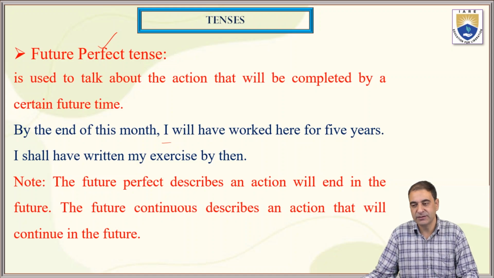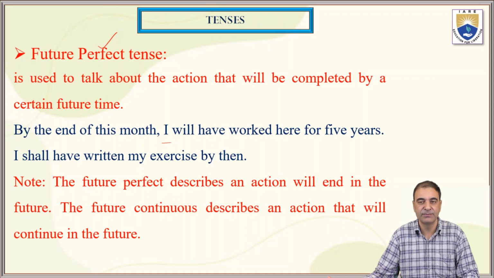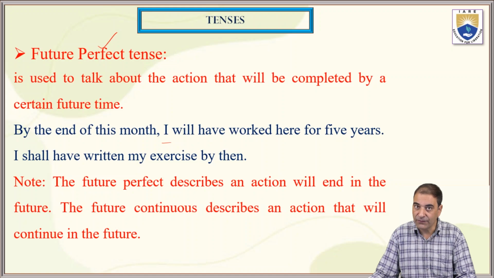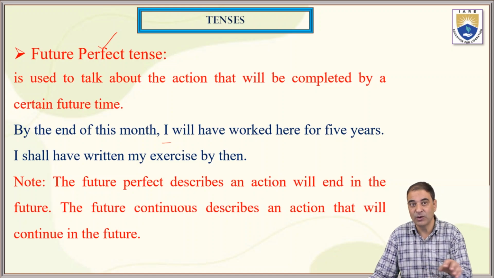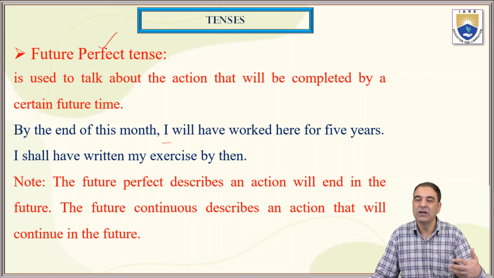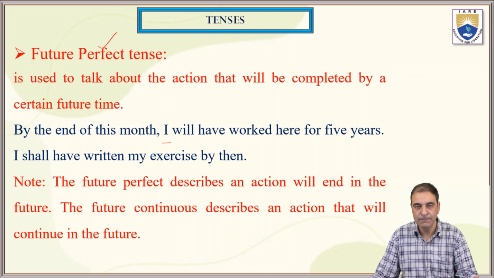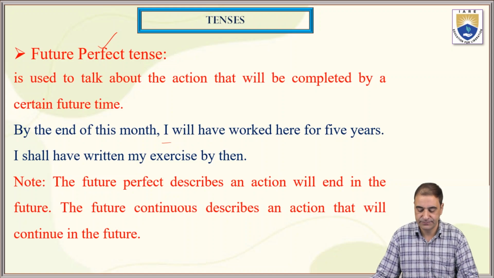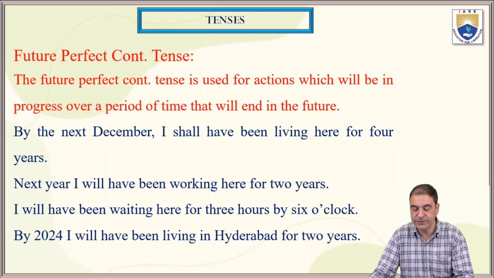Or, there's another way of saying the same thing. For example, here we talk about an action that will be completed at some point in the future. Like here, by the end of this month. Right now it's the 20th of July and I'm talking about the end of this month. By the end of this month, I will have worked here for 5 years. That means the something will complete at some point in the future. And what's that something? My working here.